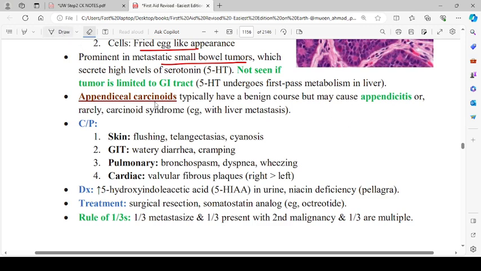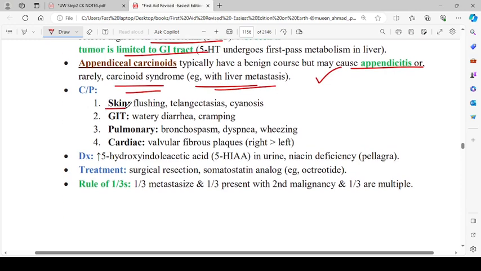Now, the thing that we are going to talk about now is prominent in metastatic small bowel tumor, which secretes high levels of serotonin, not seen if the tumor is limited to the GIT. Serotonin undergoes first pass metabolism in the liver. Then appendiceal carcinoids typically have a benign course but may cause appendicitis or rarely carcinoid syndrome, for example, with liver metastasis. The clinical presentation in the skin: they cause flushing, telangiectasias and cyanosis.